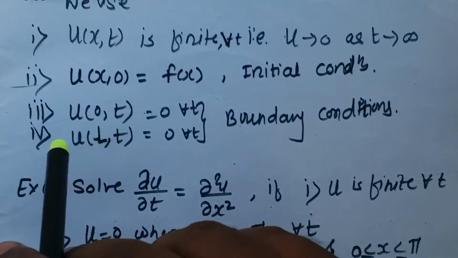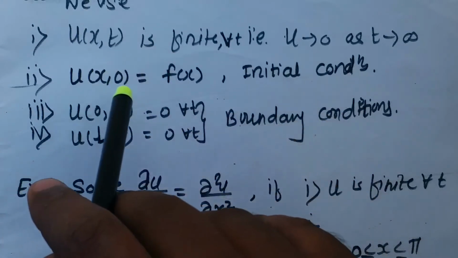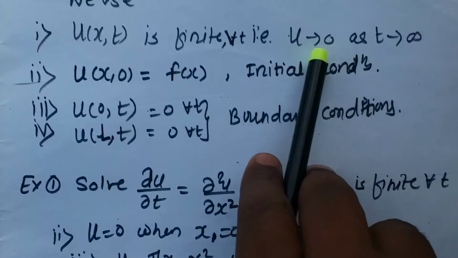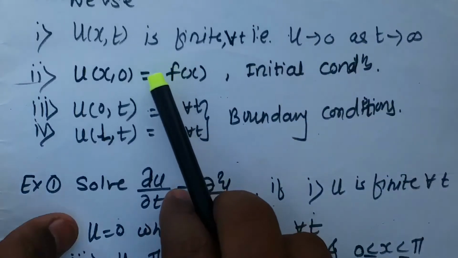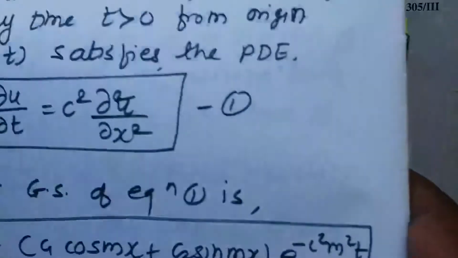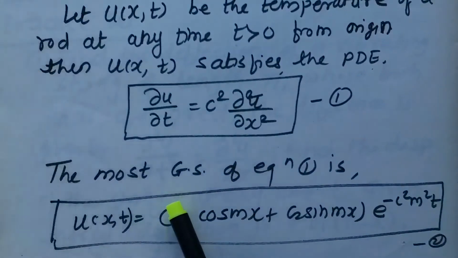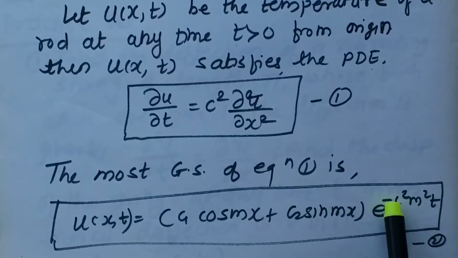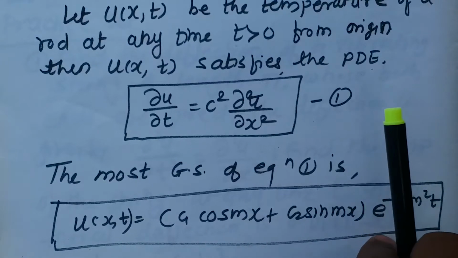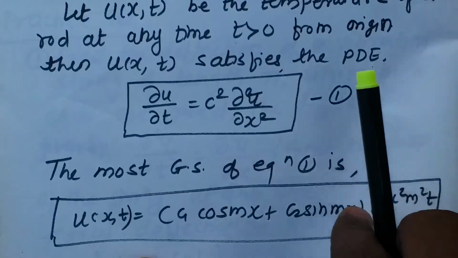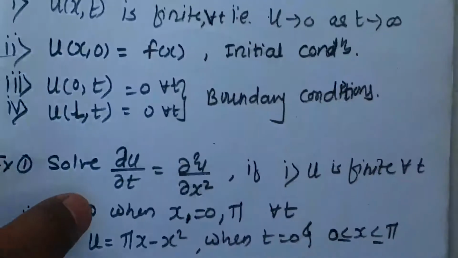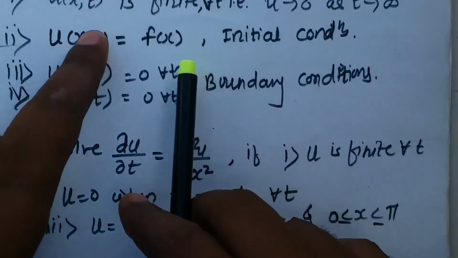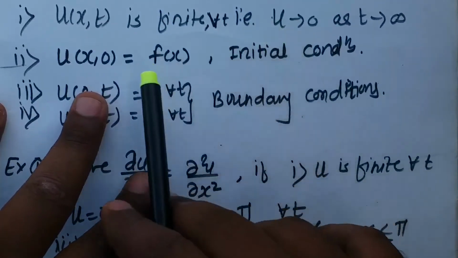u of x,t is the temperature at any point x. So the temperature has to be finite for any t. Even if your t is tending to infinity, infinite time, your u will tend to 0. If you see the solution, then you can see that as t tends to infinity, this will have e raised to minus infinity, meaning it is becoming 0. So temperature is tending towards 0 whenever we are reaching infinite time. So u of x,t will be finite from this first condition, for any t.